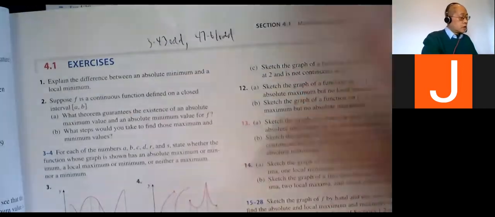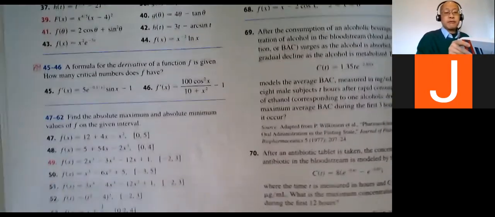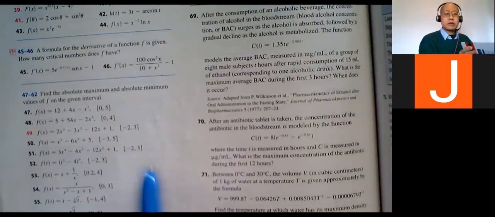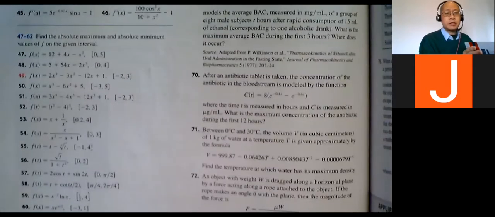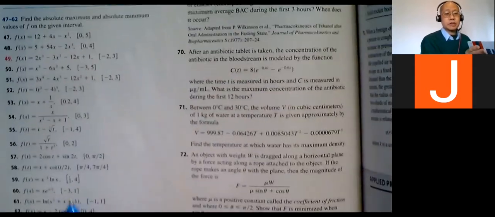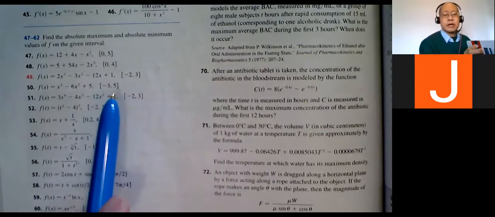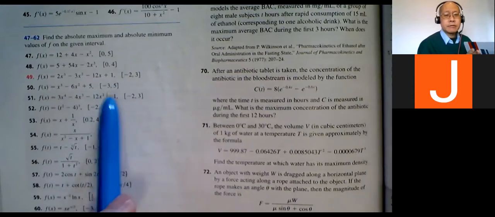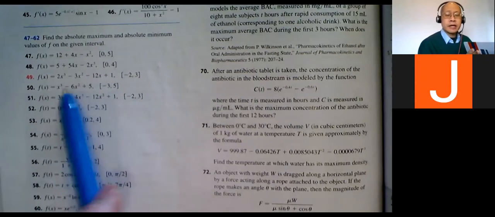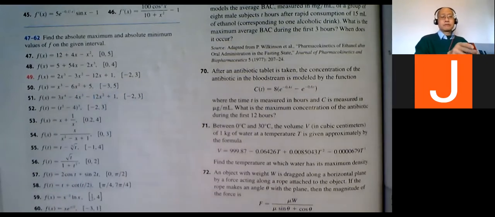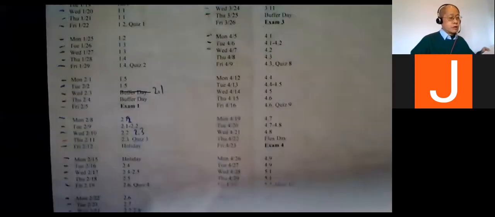If you want problems that are like that, that was the set from section 4.1, problems 47 through 61. Find absolute max and min on a closed interval. So the quiz will be something like 47 through 61 on page 284. Again, for sure, you have to plug in 2 numbers, the 2 endpoints. So you have to plug in the beginning and the ending, and then any critical values. That'll be the quiz on Friday.